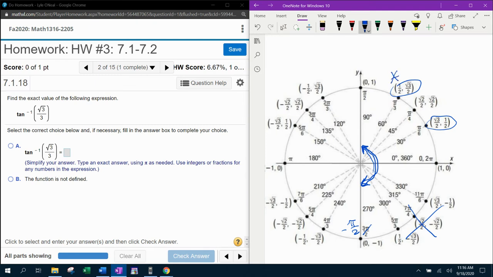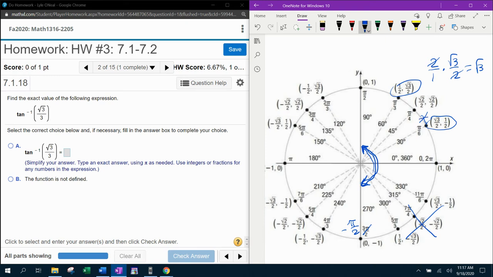Let's take the reciprocal of x times y, multiply, those twos will cancel, and that's going to give me square root of 3, which is not square root of 3 over 3, so that means that it's got to be this one right here, okay?